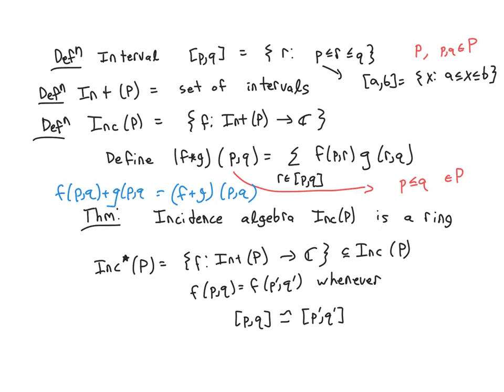And to make this stuff a little less abstract, I'm going to focus on this other subalgebra, the invariant subalgebra. This is going to be the set of those functions where f of PQ is equal to f of P prime Q prime whenever you have two isomorphic intervals. And so I'll mention this in a little bit before I do this proof.